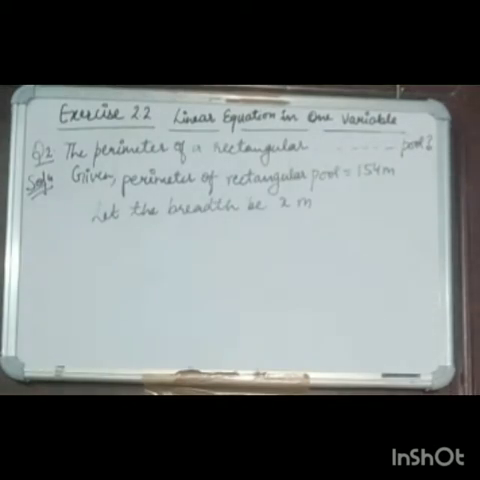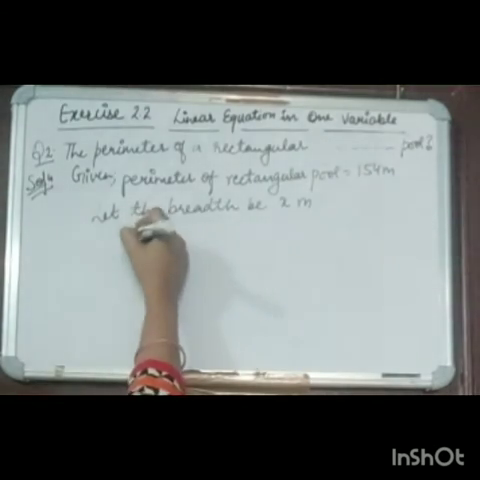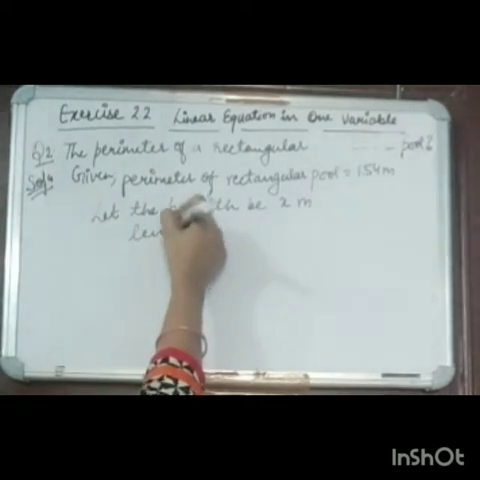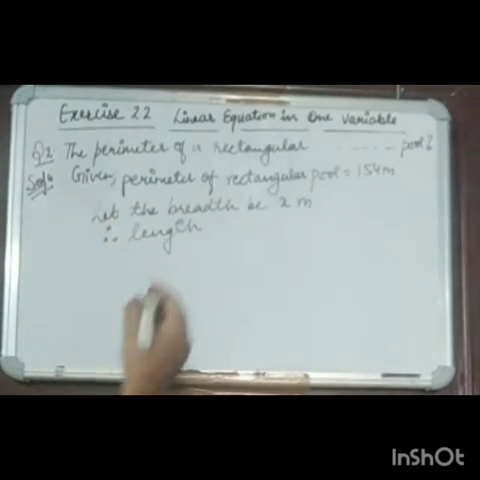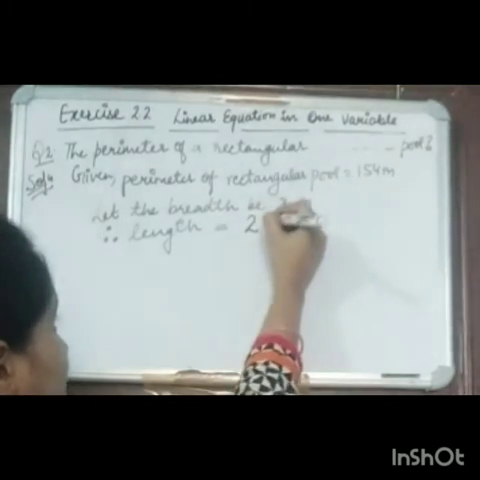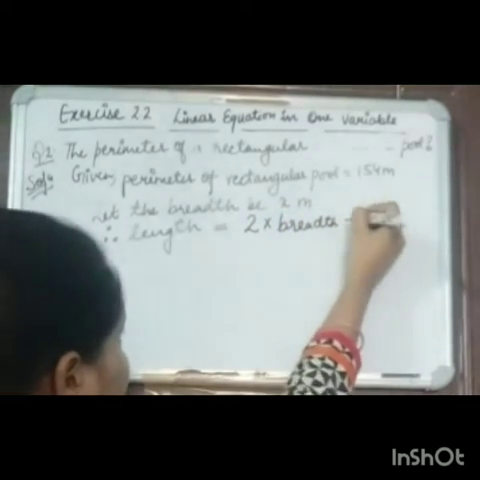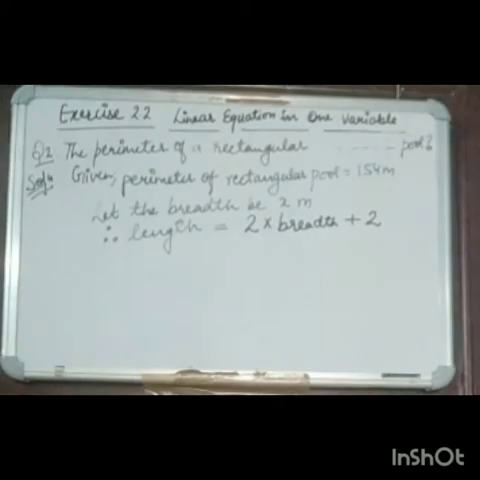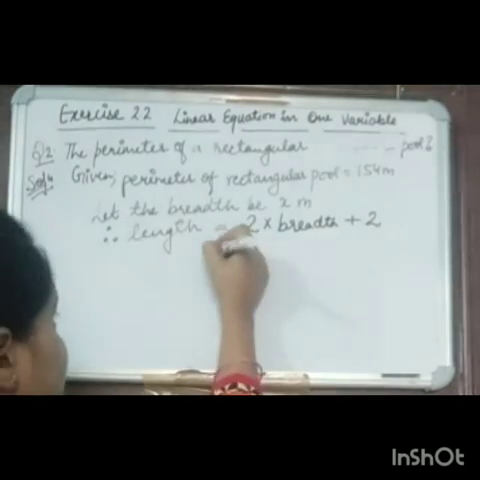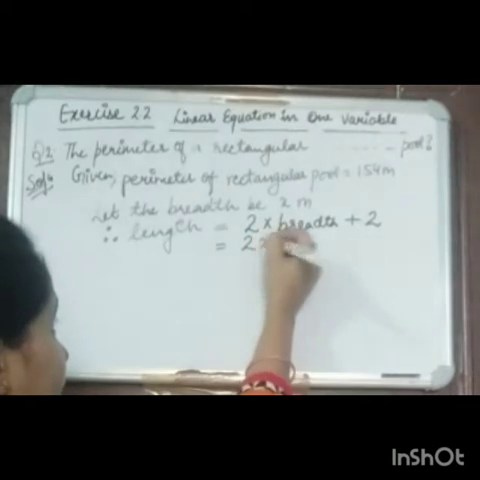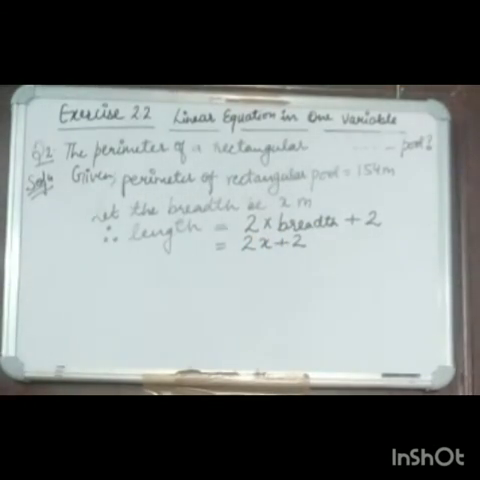Got it? Now the length, according to that, will be 2 meter more than twice its breadth. Twice the breadth, and 2 will be added. So it means 2 into breadth, which is x, and 2 more means 2 plus. So length is 2x plus 2.